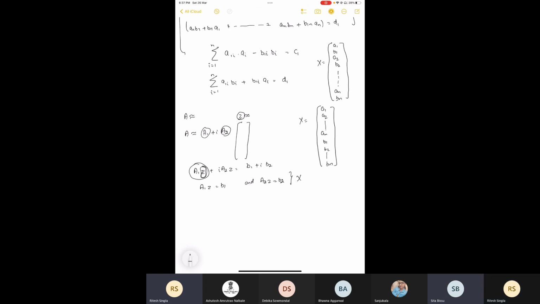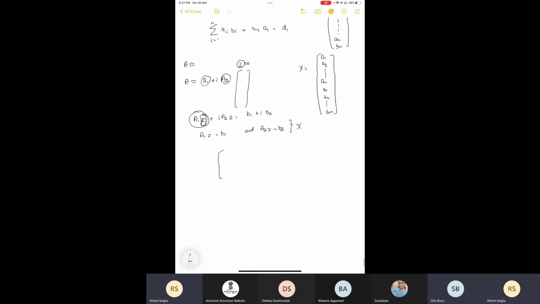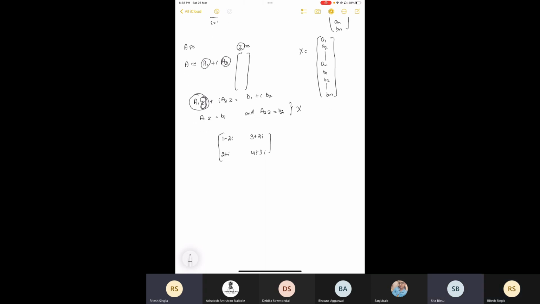Sir, for example, A is a 2 cross 2 complex matrix. Take whatever is given to us here. Okay, 1 minus 2 iota, 3 plus 2 iota, 2 plus iota, and then 4 plus 3 iota, right? This is our thing.